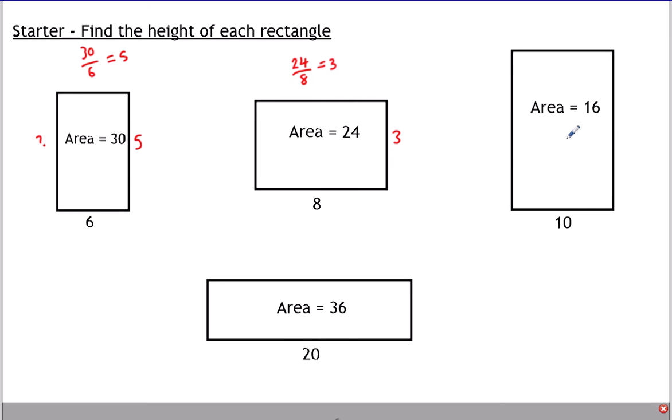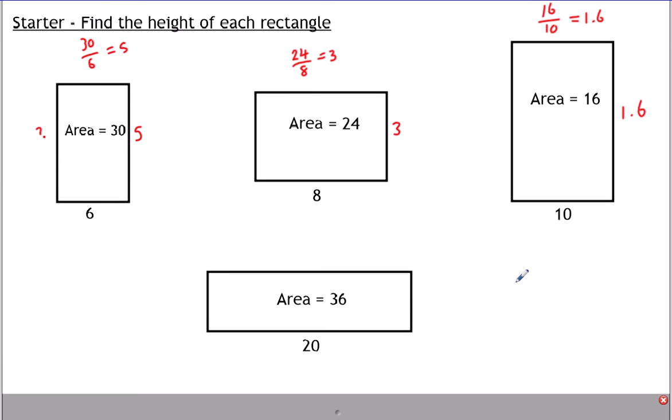Next one's a little bit trickier. We've got to do the area, which is 16, divided by the width, which is 10, so 1.6. And you can always check your answer by multiplying that back out. 1.6 times 10 is 16.